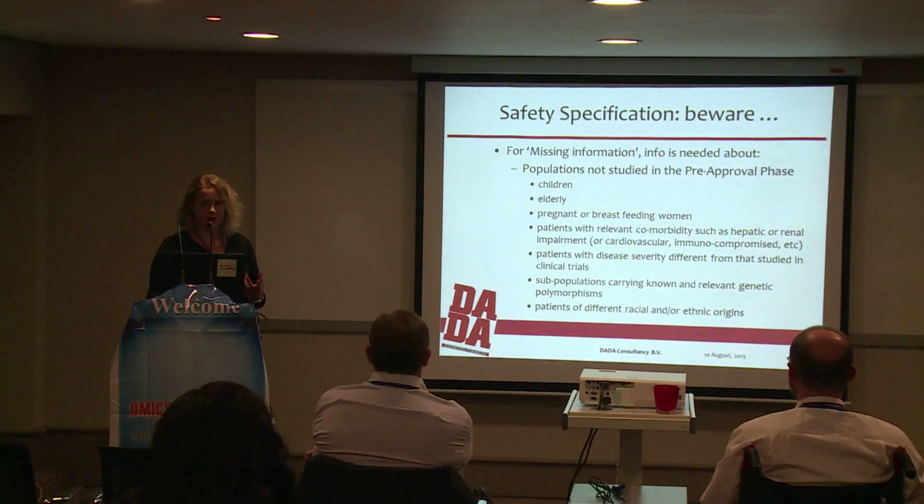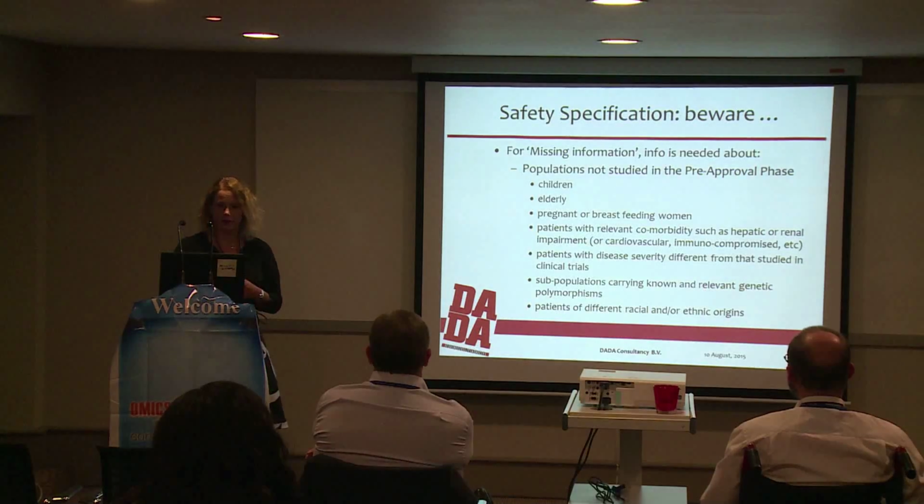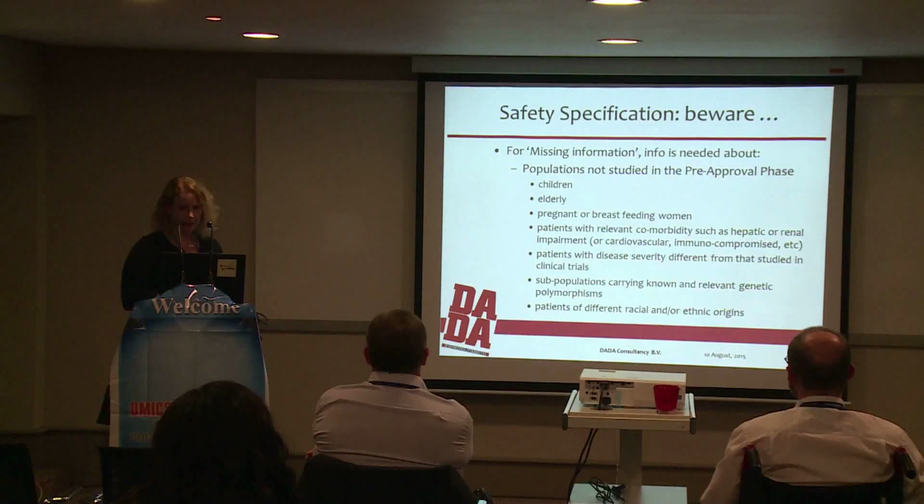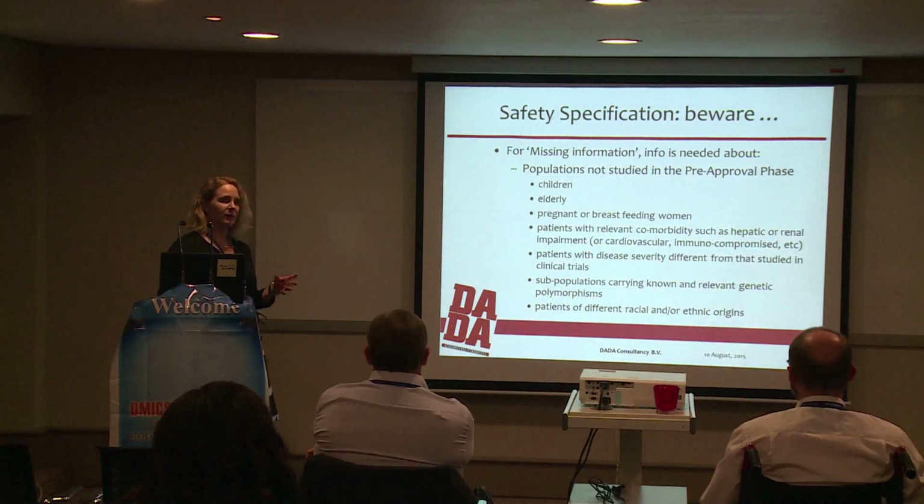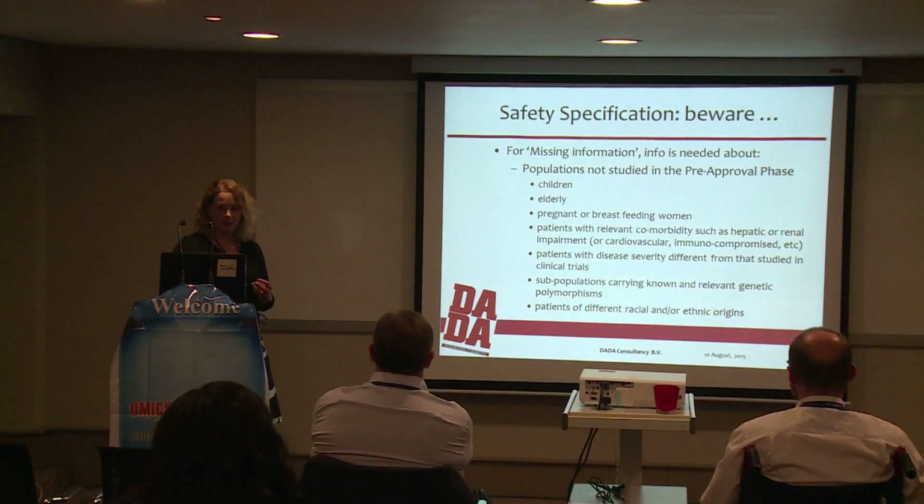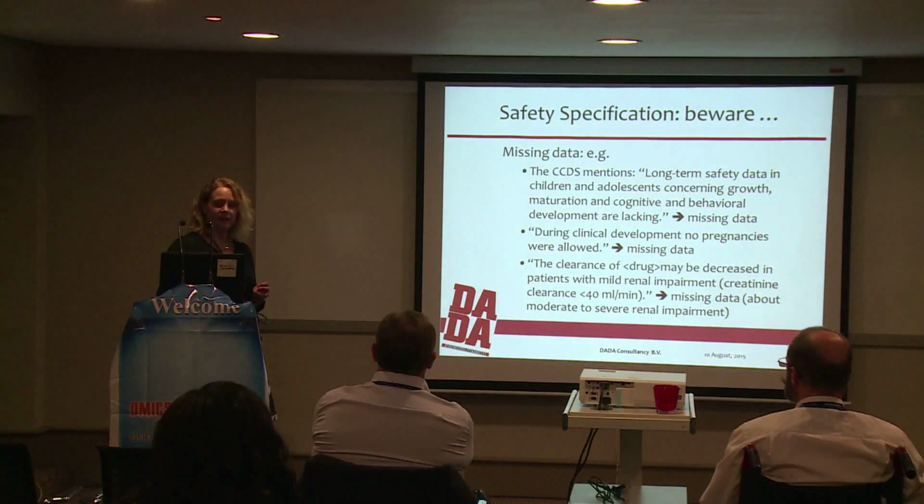Missing information is, generally, populations not studied in the pre-approval phase. So the children, elderly, pregnant ladies, if you have relevant comorbidity or other co-diseases. Genetic polymorphisms is a nice one, especially where you have more and more targeted, personalized medicine. And different racial and/or ethnic origins that would hamper global applicability.